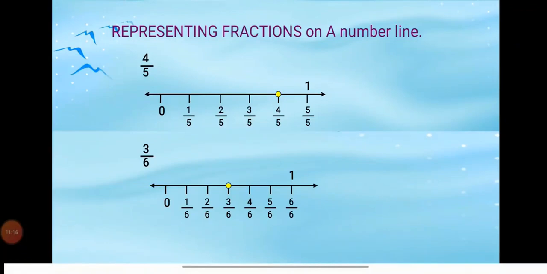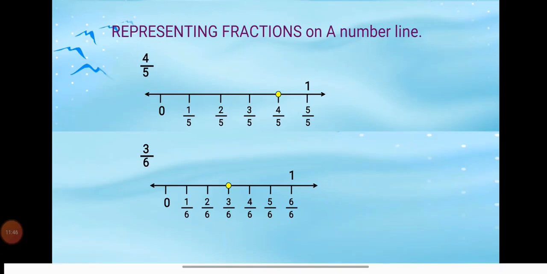Now students, I want you to closely observe these fractions. The first one was 4 by 5 and the second one was 3 by 6. Can you think and tell me what kind of fraction this is, where the numerator is smaller than the denominator? Yes, you guessed it right. It is a proper fraction. Good children.